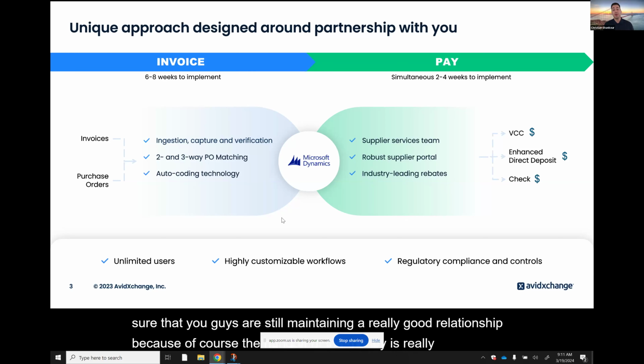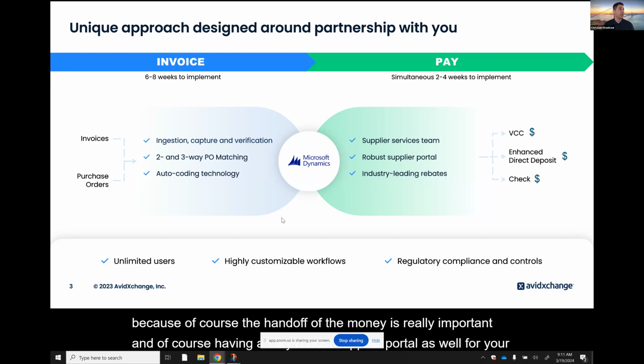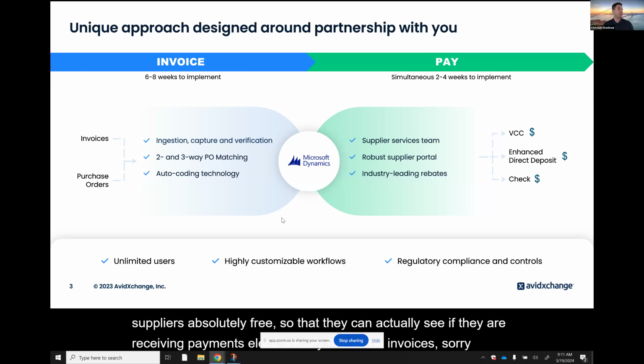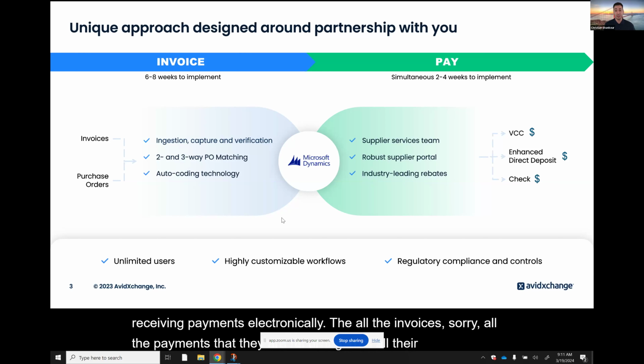And of course, having a very robust supplier portal as well for your suppliers, absolutely free, so that they can actually see if they are receiving payments electronically, all of the payments that they are receiving from all their suppliers within AvidXchange.